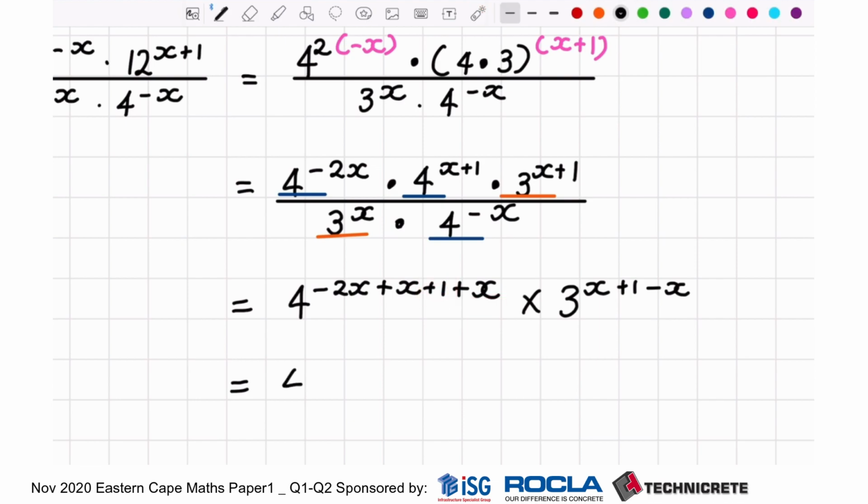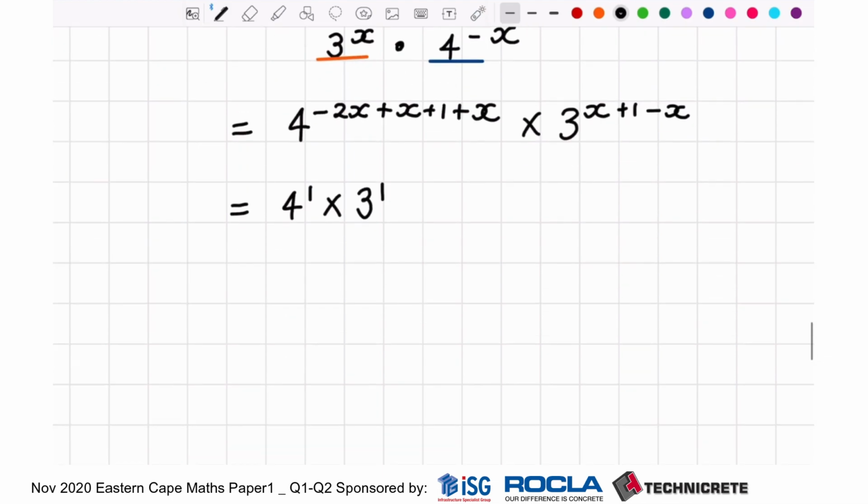So I have 4 to the power of 1 times 3. So I'm going to simplify these exponents as well. x minus x is 0x. And then I've got plus 1 remaining. So I've got 3 to the 1, which is just 3, and 4 times 3 is 12.